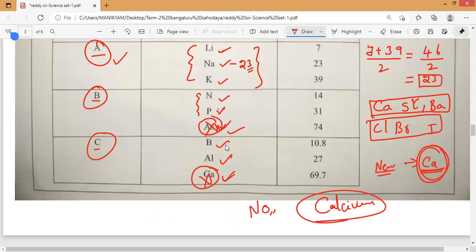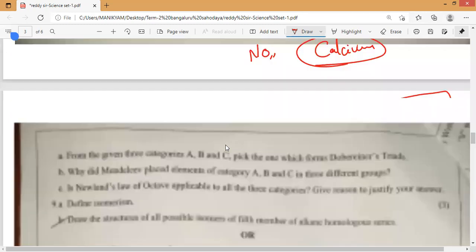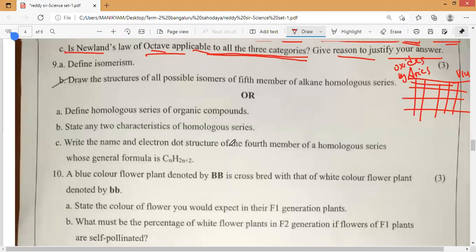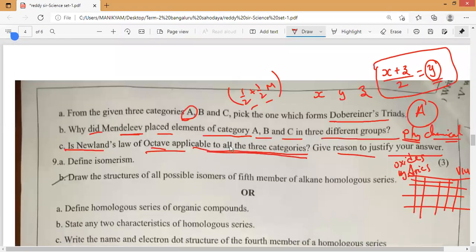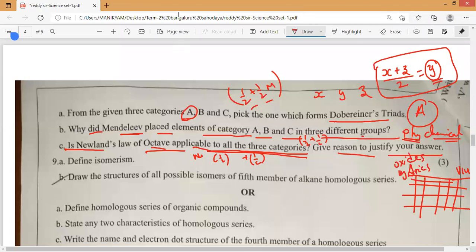Clear, everybody? So here the second part. What is the second part? Physical and chemical properties. You will get half mark plus half mark, for both different properties. If you write both the properties, you will get half mark plus half mark. Here also, if you write no, you will get half mark. What is the reason behind it? Give the reason, justify your answer, then you will get half mark. So it is applicable only till calcium. So like that, in a 3 mark question, there are 6 half marks. So 6 into 1/2, you will get 3 marks. Like that, every point you write, you are going to get the mark. That is what you have to remember.